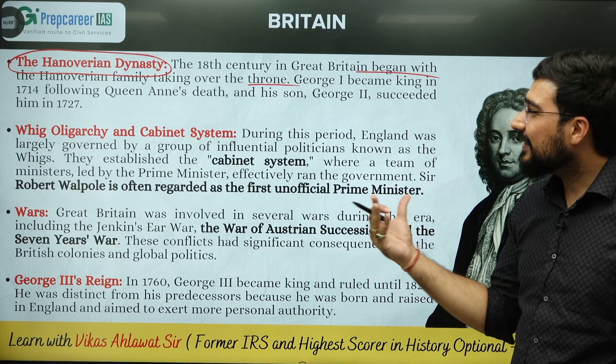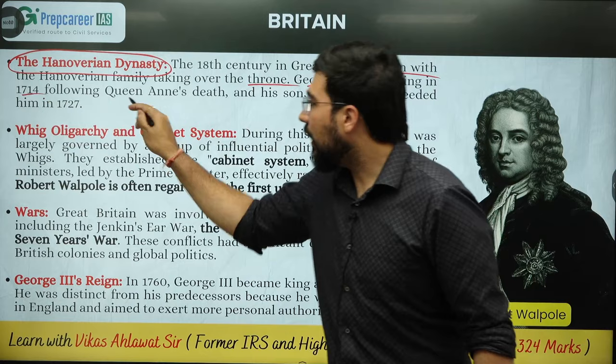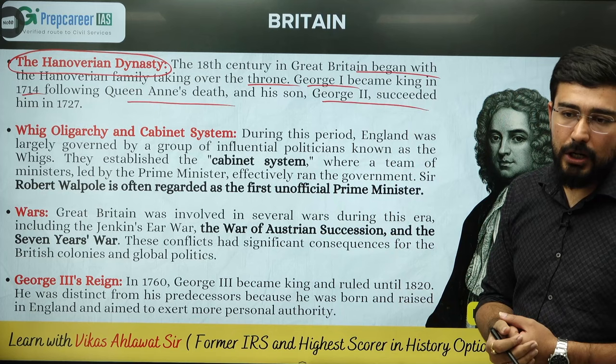So these were the kind of titles which were taken. So George I became king in 1714 after the death of Henning, and then his son George II succeeded him in 1727. We're talking about early 18th century.